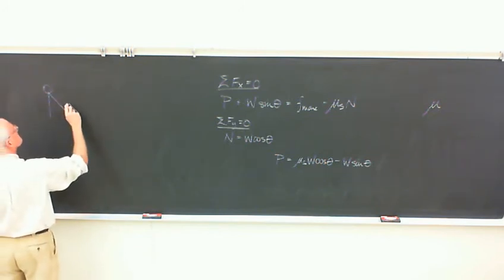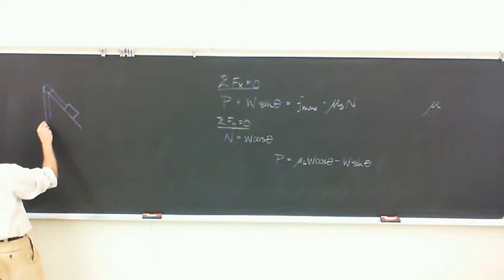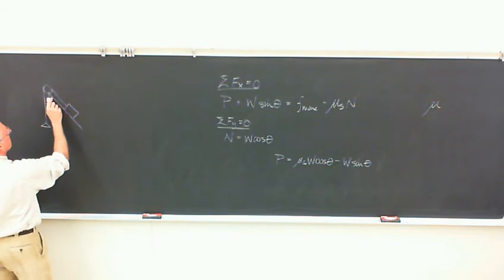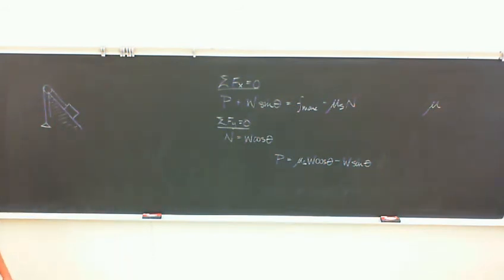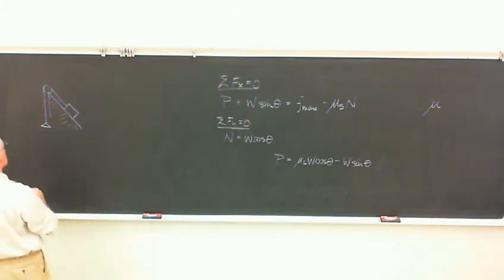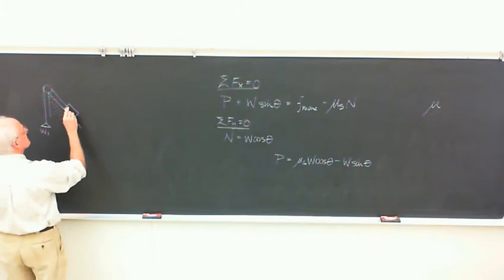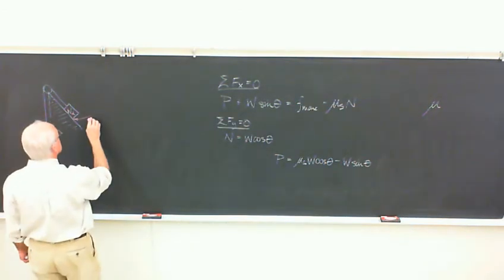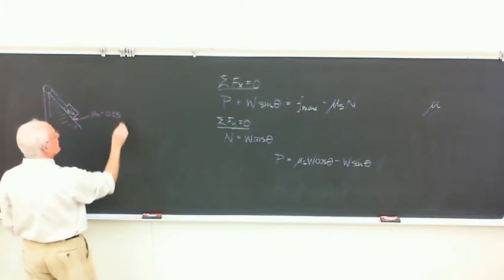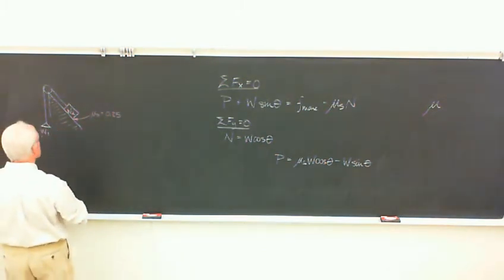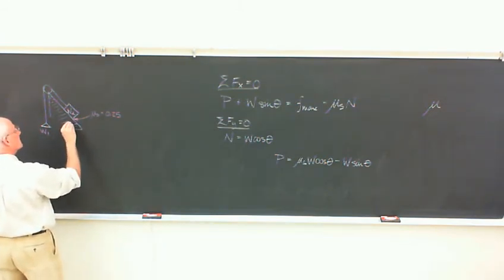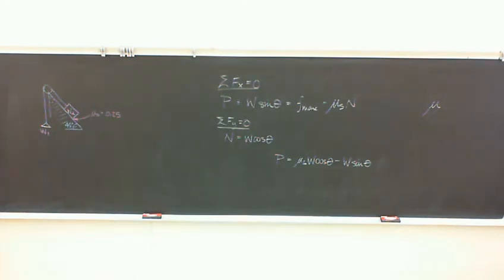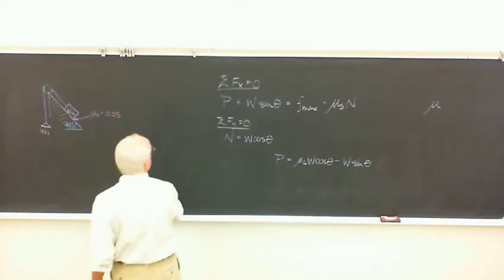We have a box connected by a cable to a counterweight. So we'll call this one W1, this is W2. Coefficient of friction between those two, we'll say, is 0.25, and we'll make the slope 45 degrees. It's the most common slope in nature, 45 degrees. That's why we use it so much.